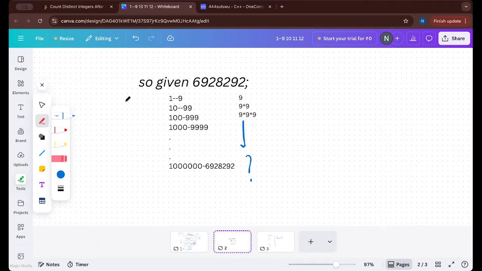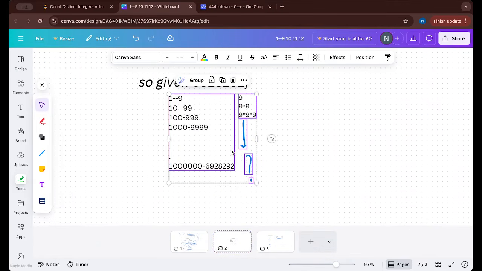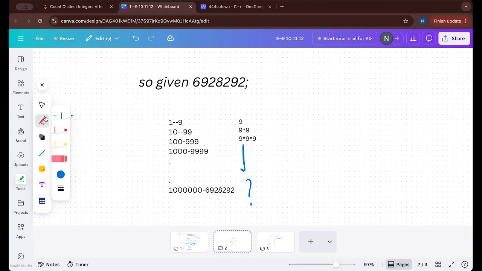And now let's think about the answer. For example, if the given number is this one, 6928292, now we have to find the answer. What is the answer? We have to write all the numbers from 1 to this, and we have to find the distinct numbers without zeros.